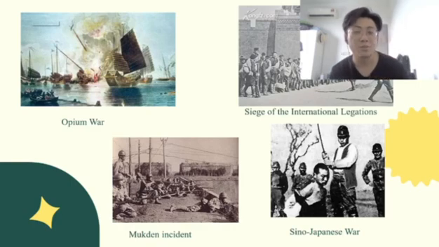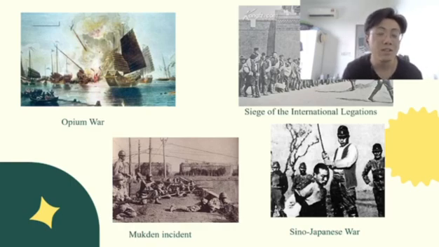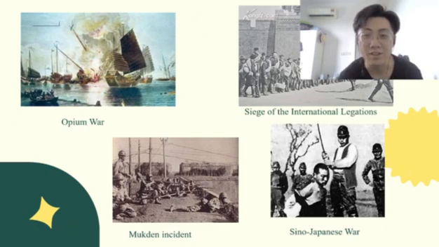The first picture is the Opium War. In the 1840s, the British started to invade northern China, and a war began. The second picture is the siege of the international legations. This took place in the 1900s. An alliance of about eight countries started to invade China.